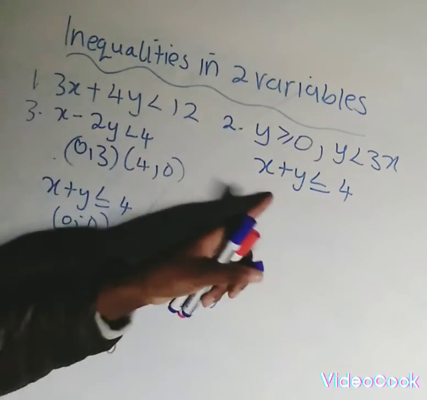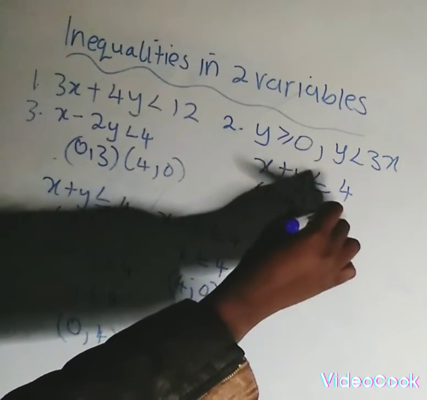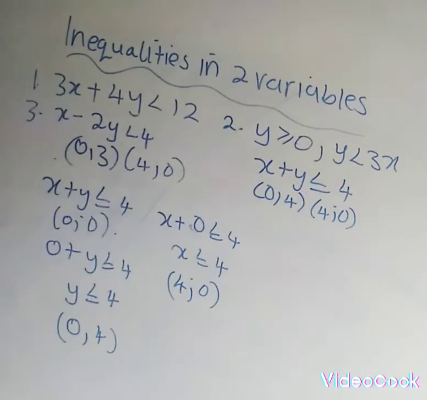These are the points for x plus y. Let me come and write them here. We have (0, 4) and (4, 0). I'll put them there, creating space for y is less than 3x.